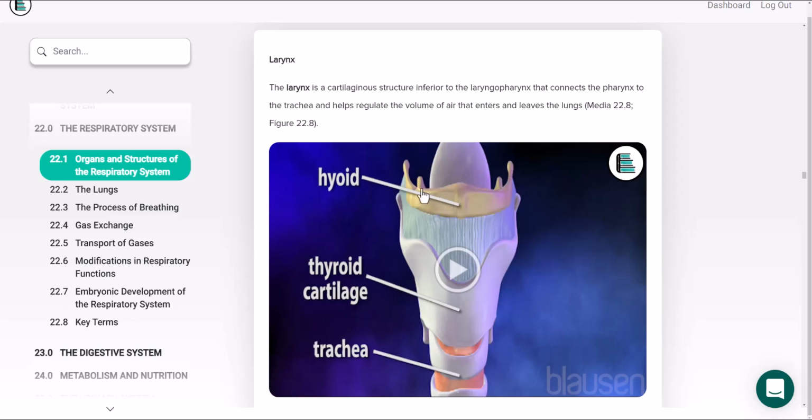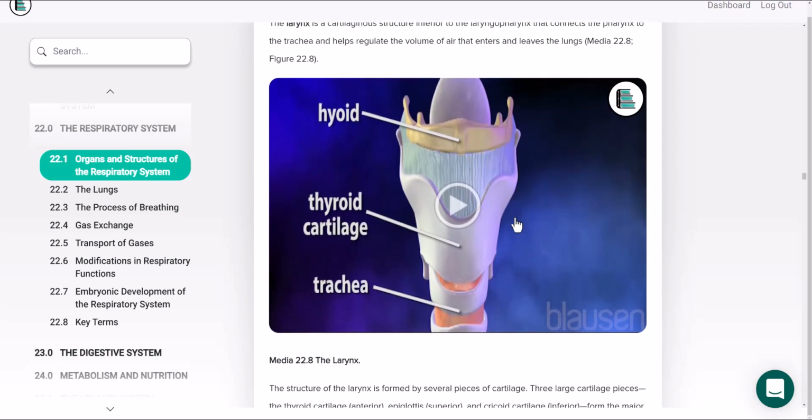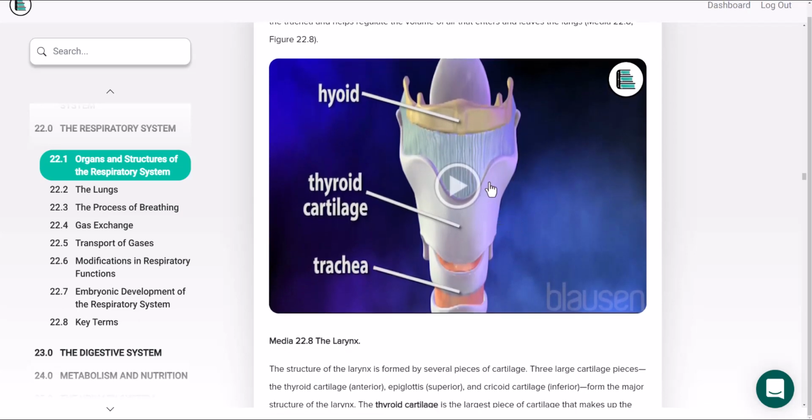Man, we don't see that very often. Remember, the hyoid bone is the floating bone. It's a single bone. It's the only bone that is not directly articulating with another bone in the body. And then the other significant pieces of cartilage, we'll see this in another picture in a moment, but the biggest piece of cartilage is the thyroid cartilage.